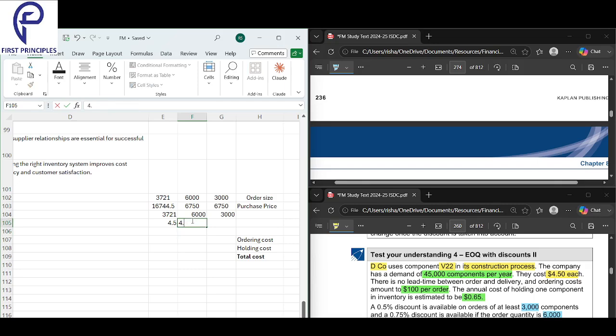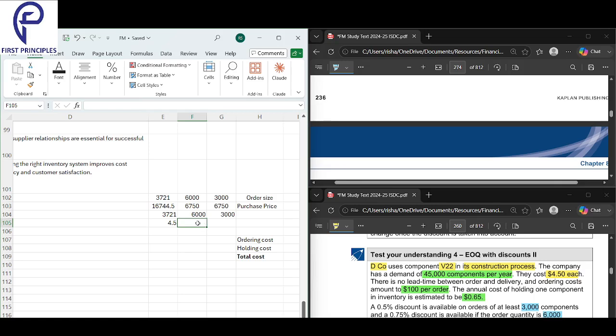4.50 into 0.5%. 50% of this, I'm getting a discount. Only 50% I have to pay. Okay, so how much is my purchase price? So when I remove 50%, I'm getting a 50% discount. I'm getting a 0.5%, not a 50%. No, it's a 0.5% discount.